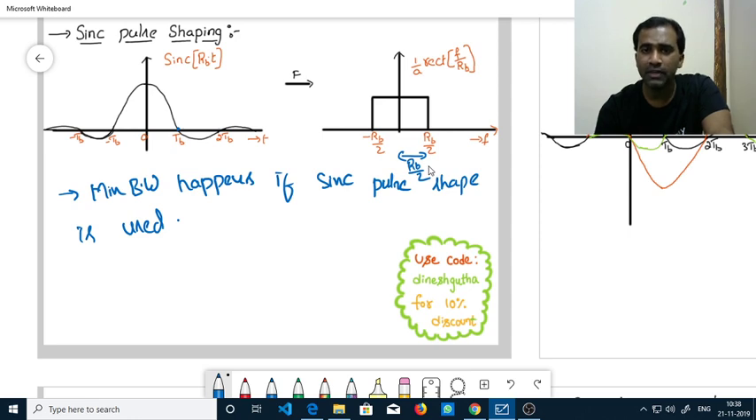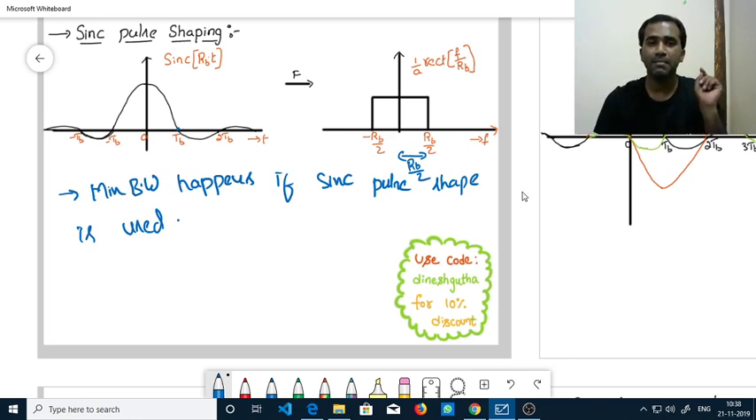And earlier I told you the relation between the Fourier transform of a rectangle and the Fourier transform of a sinc. Whenever rectangle and sinc are there in time domain and frequency domain, the order can be reversed also. The inverse of the width of the rectangle will decide the null point. Similarly, whatever is the null point of the sinc function, you reverse it, that will give you the width of the rectangle. Fine. So minimum bandwidth happens if sinc pulse shape is used.